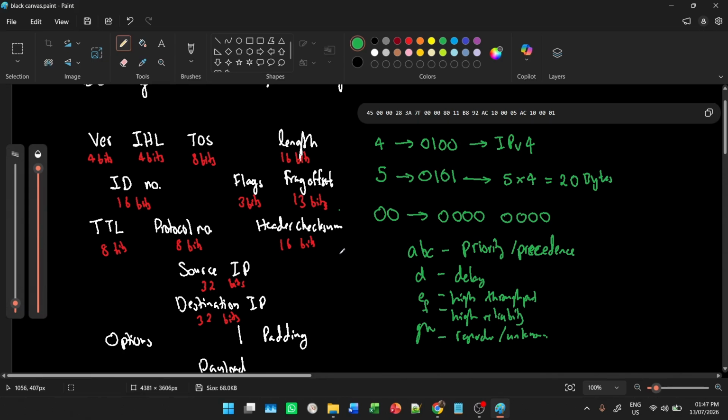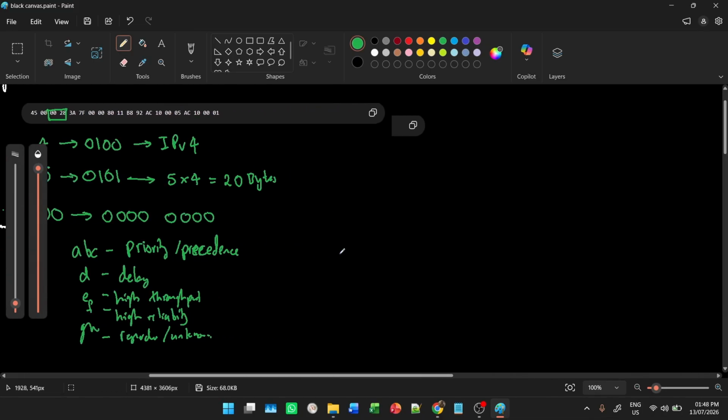So continuing with this, since none of this is 0, we don't have to consider any of this, right? So moving on, length is 16 bits, meaning we have to consider this entire bit 0028. This is in hexadecimal format, right? We have to convert it into decimal format to get length.